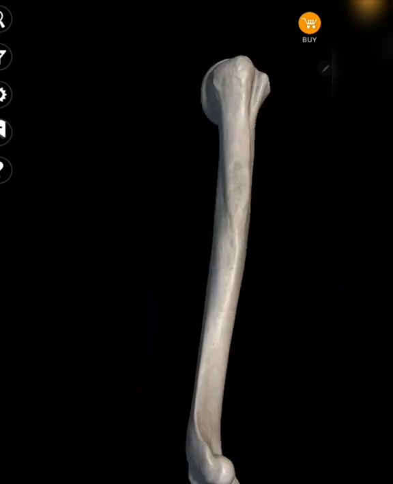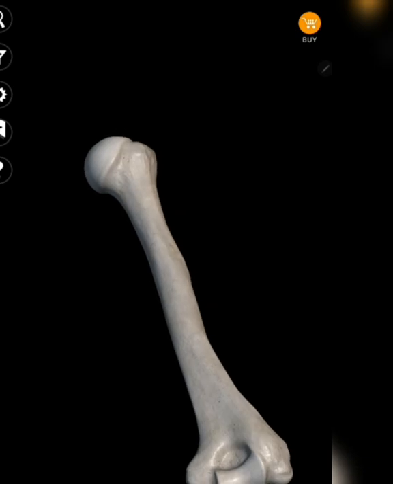Where should it be? It should be backward. Okay, let us move backward to the posterior aspect. You can see over here, this is the olecranon fossa. Now we have talked about the three fossa. With this we have covered the part.